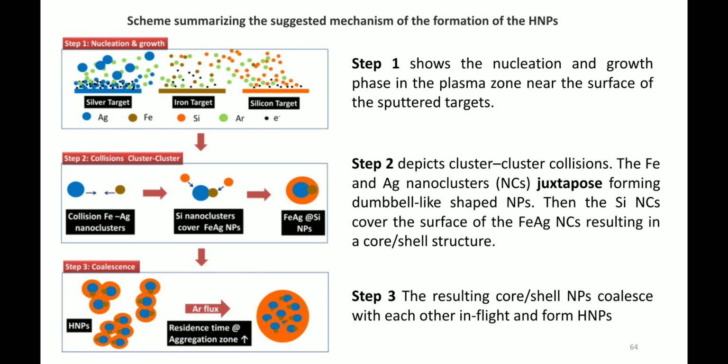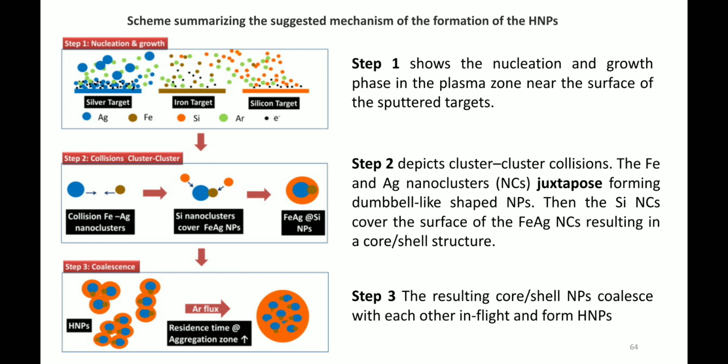In step 2, there is a collision, which is called a cluster collision. There is a collision between the nanoclusters, so we call this a cluster collision. The iron and silver nanoclusters juxtapose, forming dumbbell like shaped nanoparticles.